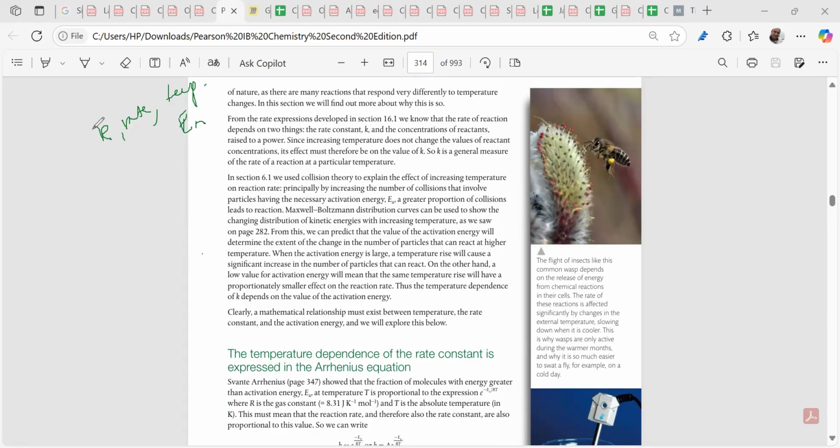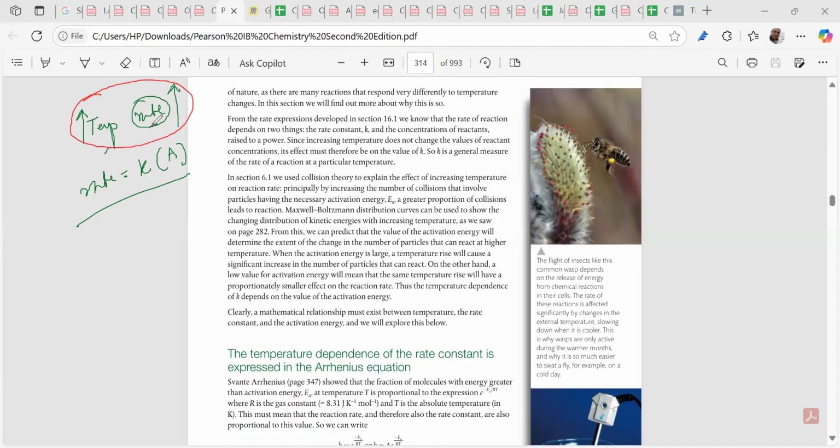See, when we increase the temperature, what happens? The rate increases, isn't it? Rate is equal to K times the concentration part. That's the thing. Now, if we increase the temperature, the rate increases. We know this. If we increase the concentration, the rate increases. If we increase the surface area, the rate increases. But we focus on the temperature now.